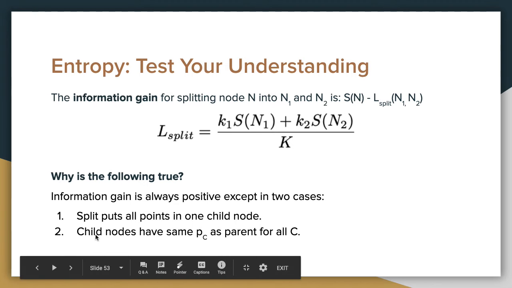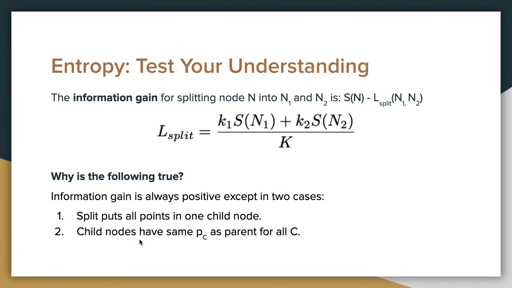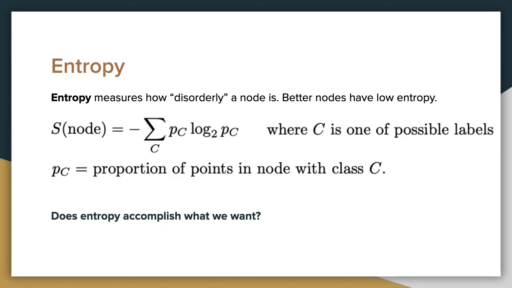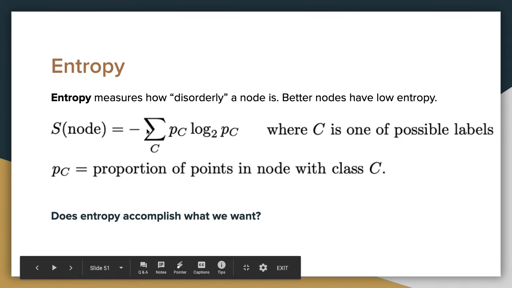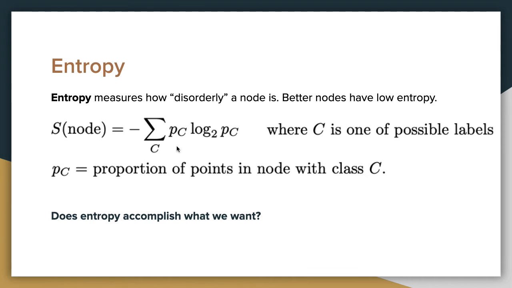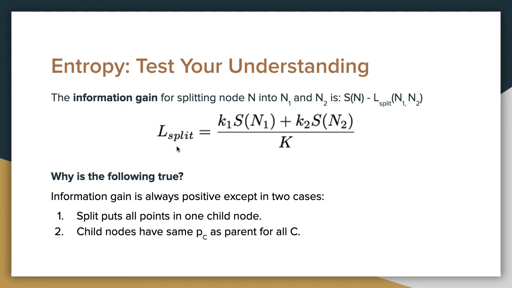Okay. For condition two, if we split our data such that the proportion of points with label C for all the labels in the two child nodes is exactly the same as in the parent node, then when you go back to the entropy formula, if PC is the same for both child nodes and the parent, the entropy is exactly the same. We didn't do a good job of splitting up the data, because the proportion of data points is the same for the parent and the child nodes. So we didn't gain any information, which is why the information gain is also zero for condition two. Any questions about condition two?